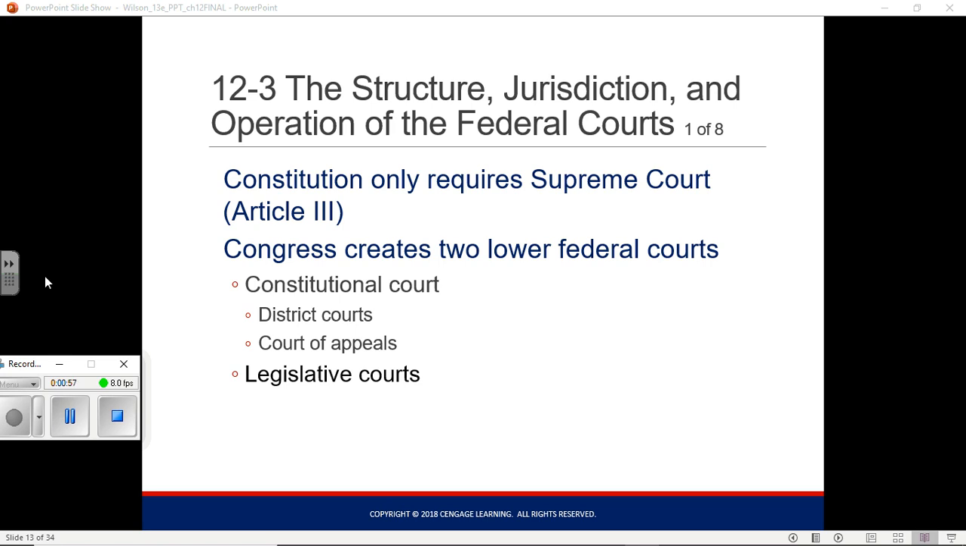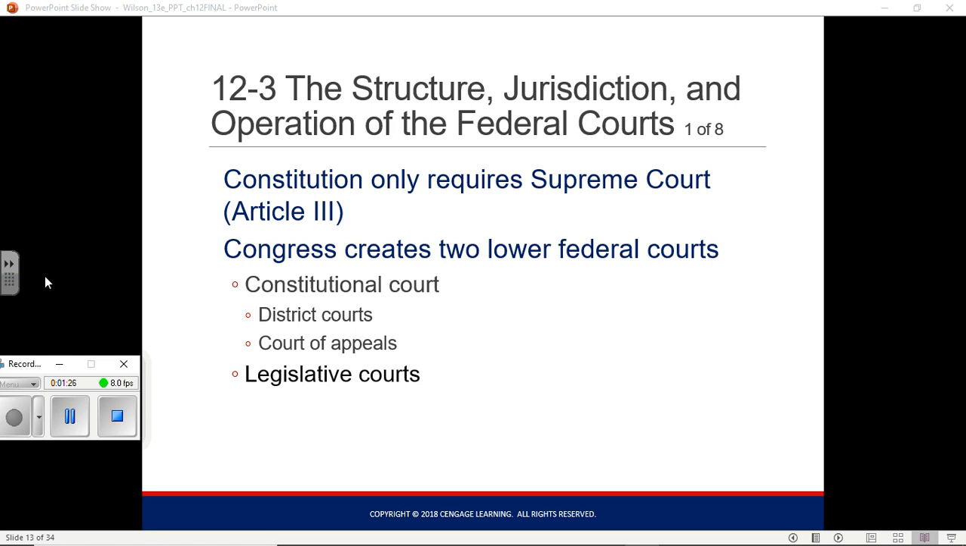The third article of the Constitution is the one that outlines the judicial branch, and funny, there's only one court actually mentioned in Article 3, the Supreme Court. That's right, the only court that the federal government was required to create by the United States Constitution was the Supreme Court of the United States. Now, thanks to the Judiciary Act of 1789, other federal courts were created when the original Supreme Court was designed.